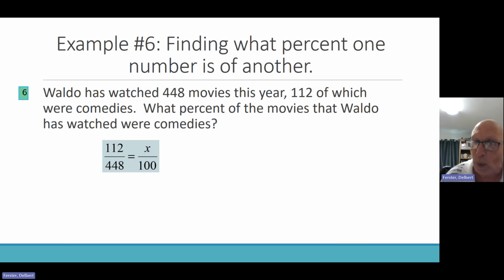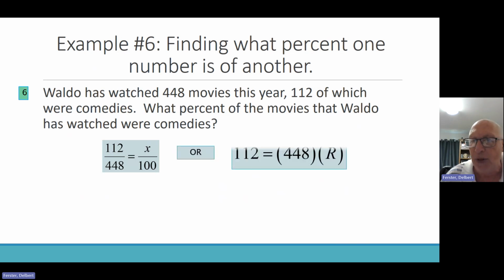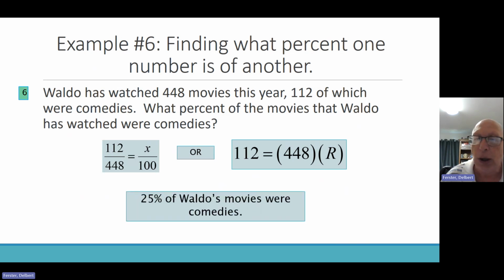The whole is 448. The 112 is the part that relates to being comedy. So there's your proportion. You want the formula? The 112 is the portion, and the base is 448. You're solving for R. Either way gets you to 25% of the movies watched being comedies.